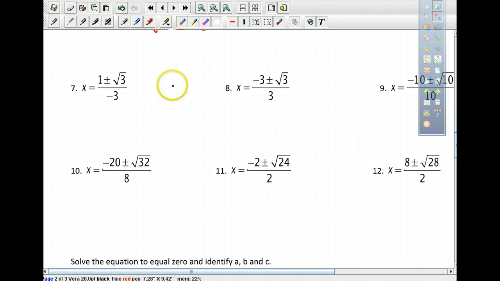What about the one with the square root of 0? Oh, the square root of 0 equals 0. So you'll do 1 plus 0, 1 minus 0, and see what you get. Square root of 0 equals 0.